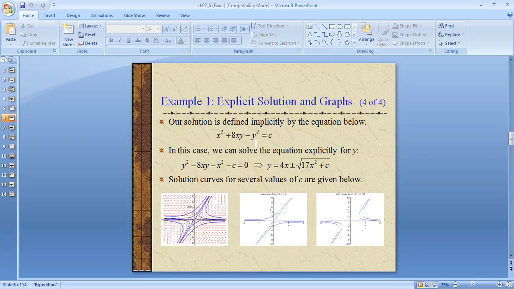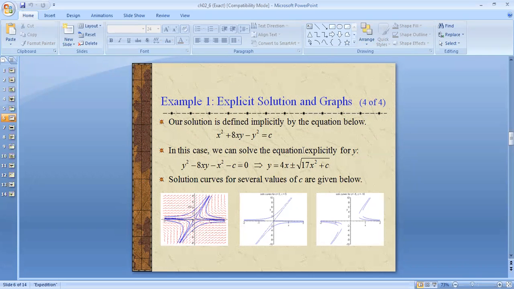So in this case we can solve the differential equation directly. How? It looks like a quadratic equation, x square plus bx plus c type, taking y as the variable and x and the others as constants. That means taking y as a variable, y square minus 8xy minus x minus c equals 0. This equation can be written like this. It looks like a quadratic equation where y is the variable and all the others seem to be constant. So this solution can be written as y equals 4x plus or minus square root of 17x square plus c.